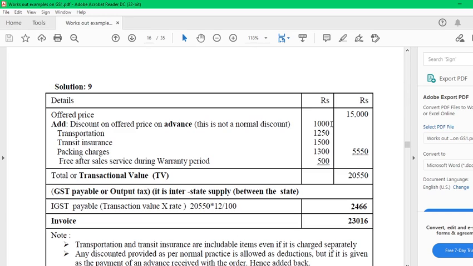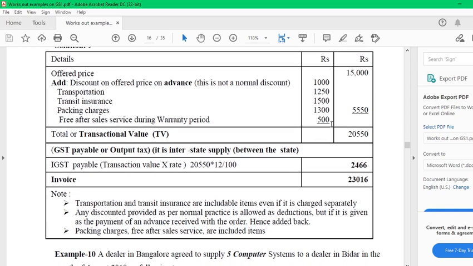It is known as a transaction between the states. The goods moved from one state to another state. Therefore, IGST will be applicable at the stipulated rate of 12%, 2466. Total transaction value, or invoice, is 23,016. Note: transportation and transit insurance are includable items even if charged separately. Therefore, yes, any discount provided as per the normal practice is allowed, as I already mentioned. Packing charges and free after sales service should be included.